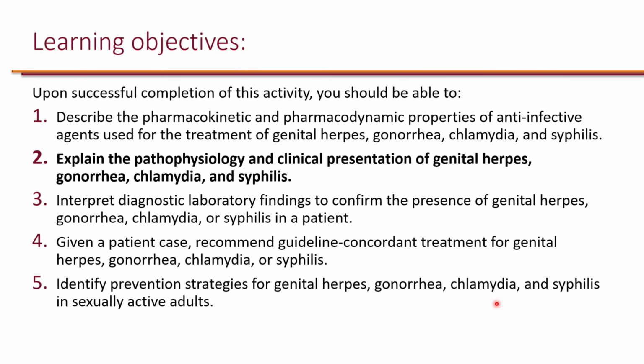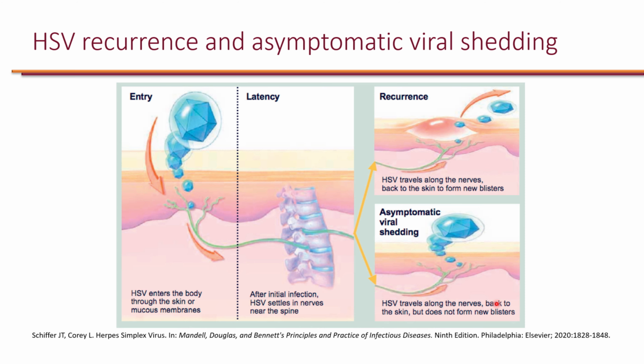We described the pharmacokinetic and pharmacodynamic properties of anti-infective agents used for the treatment of genital herpes, gonorrhea, chlamydia, and syphilis. Now let's explain the pathophysiology and clinical presentation of genital herpes, gonorrhea, chlamydia, and syphilis. Let's take a look at herpes simplex virus.